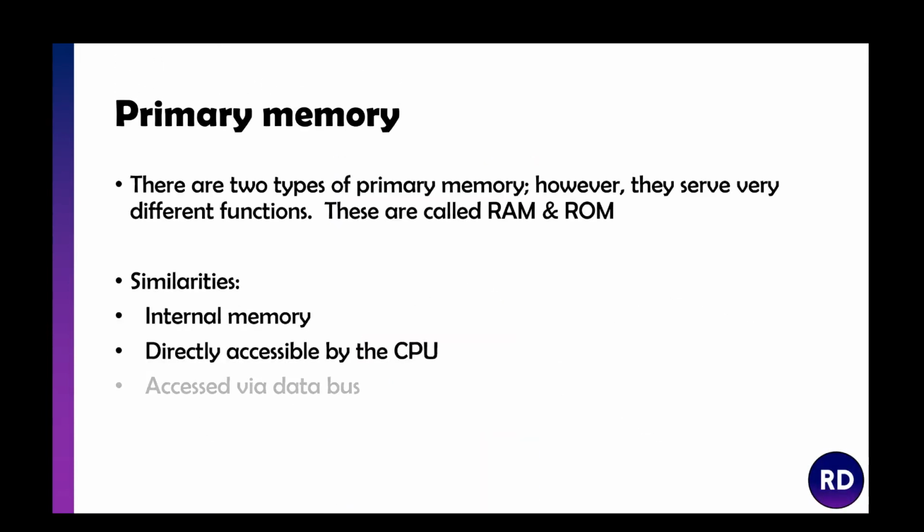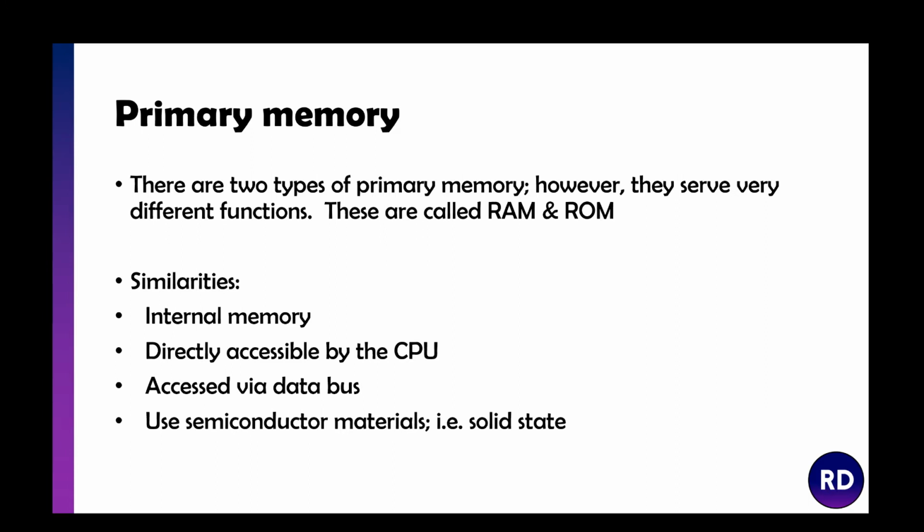There are two types of primary memory, and they do two completely different things. We've got RAM and ROM. The similarities between them are that they're both internal, they can both be accessed directly by the CPU, they use data buses, and they are solid state, which means they don't have any moving parts, like a little chip.